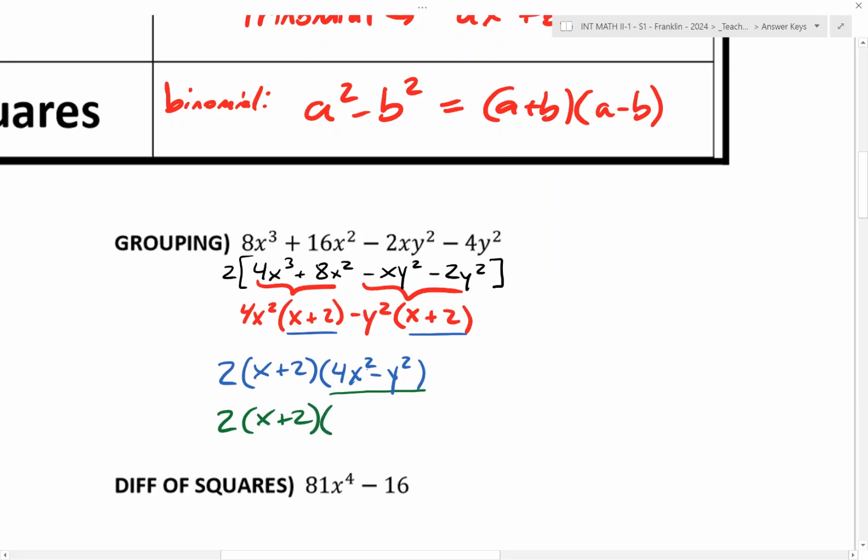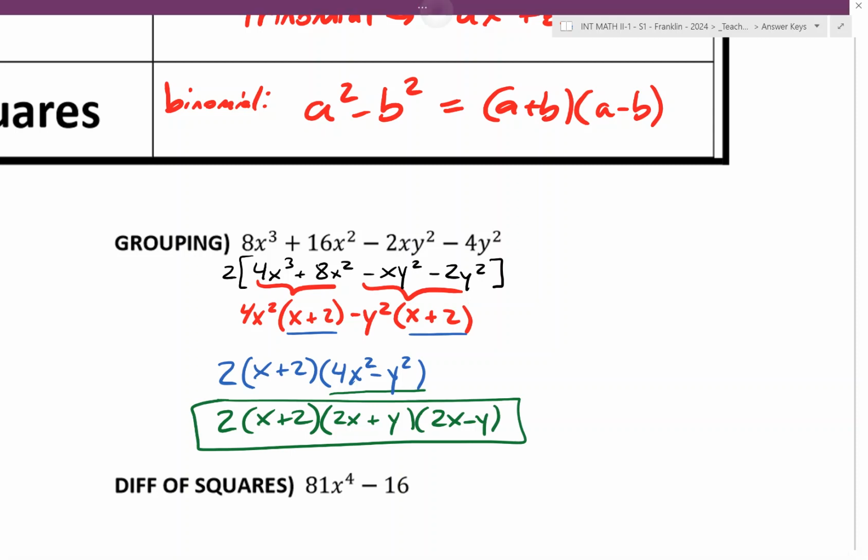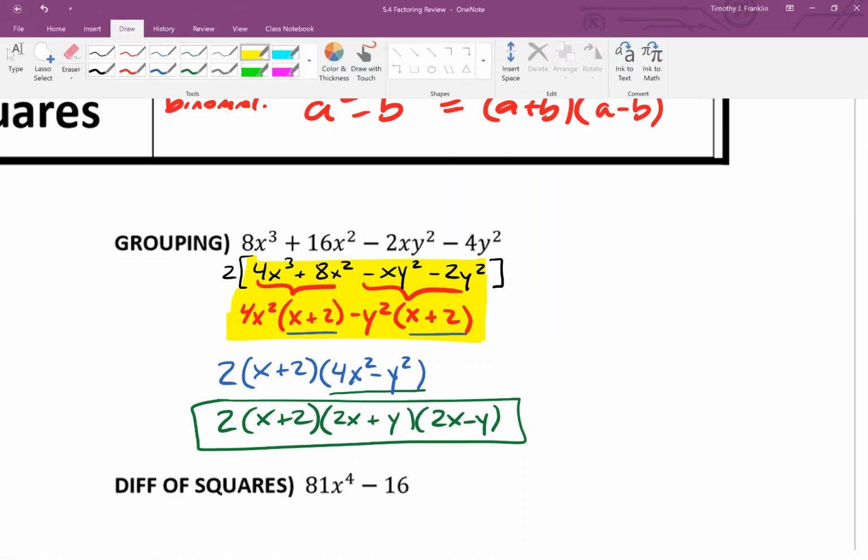The square root of 4x squared is 2x. The square root of y squared is y. So we have 2x plus y and 2x minus y. So earlier than we expected, we were able to have one problem combine almost all of our types, but that's okay. The main point of this problem was to illustrate grouping, which is right here, but it is always good practice to check for all the other methods as well. And so this one also had GCF and a difference of squares in it.